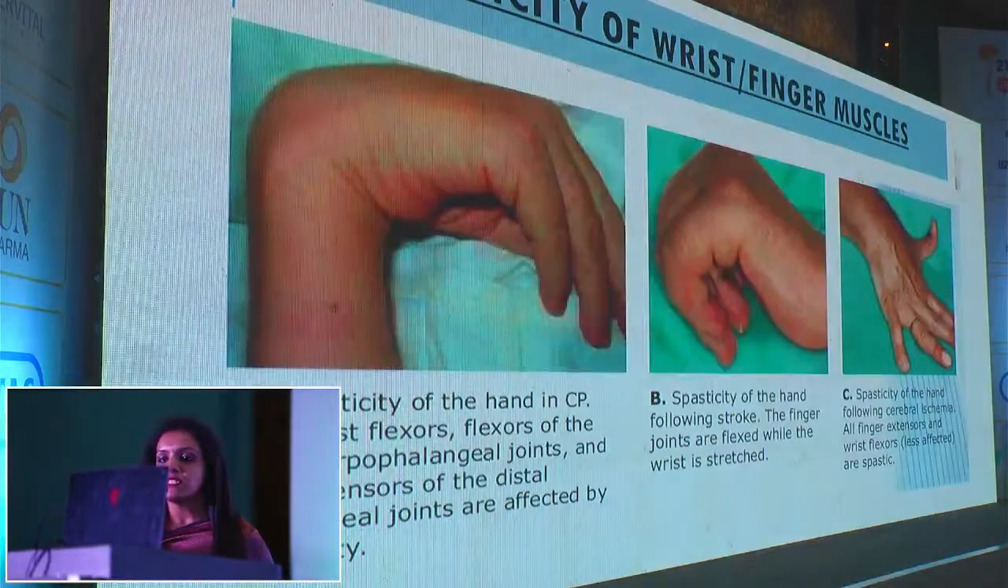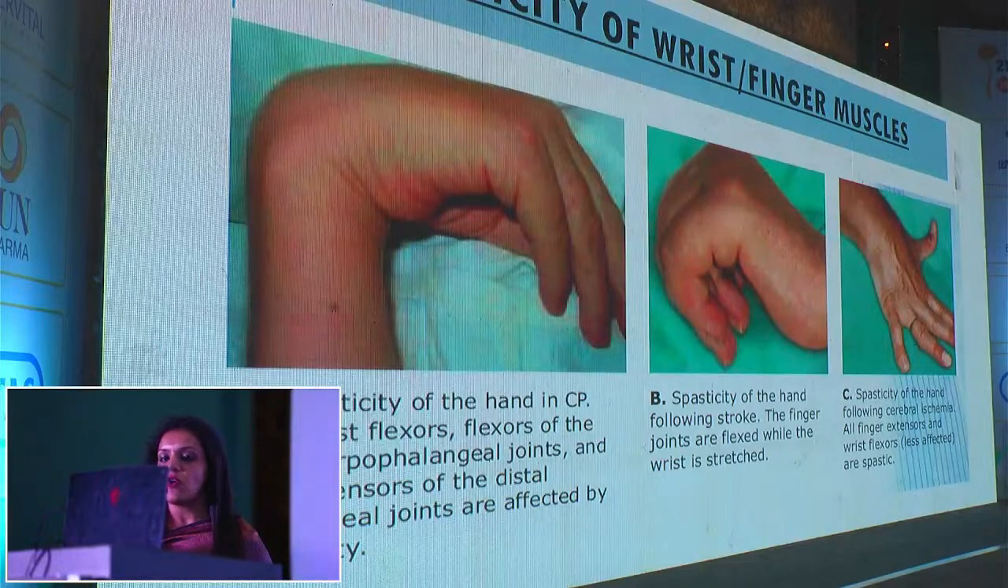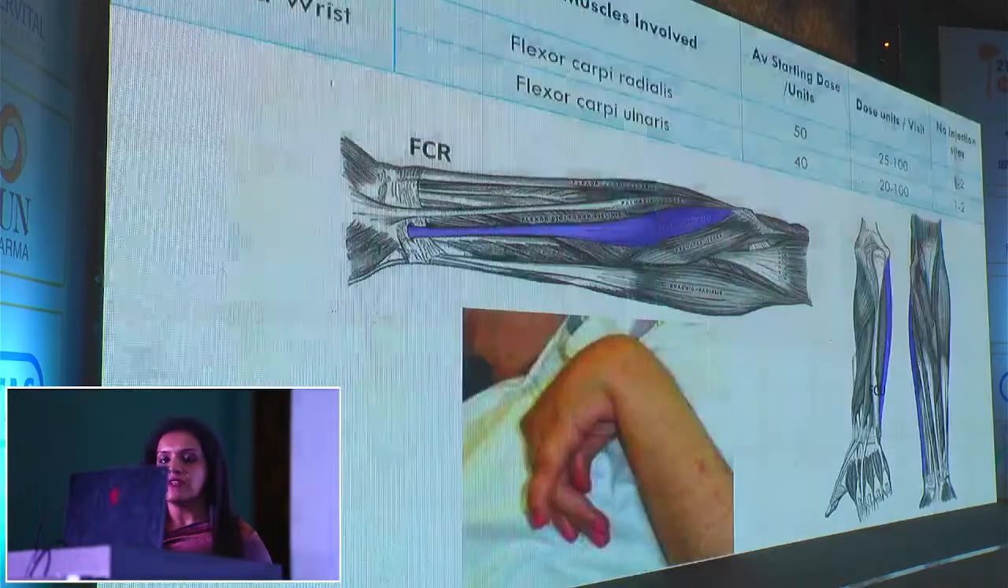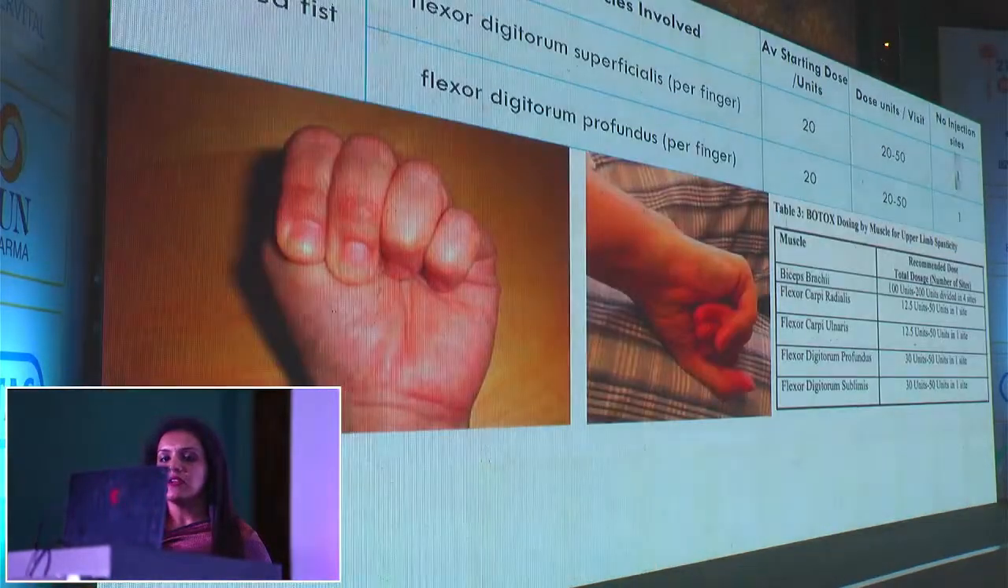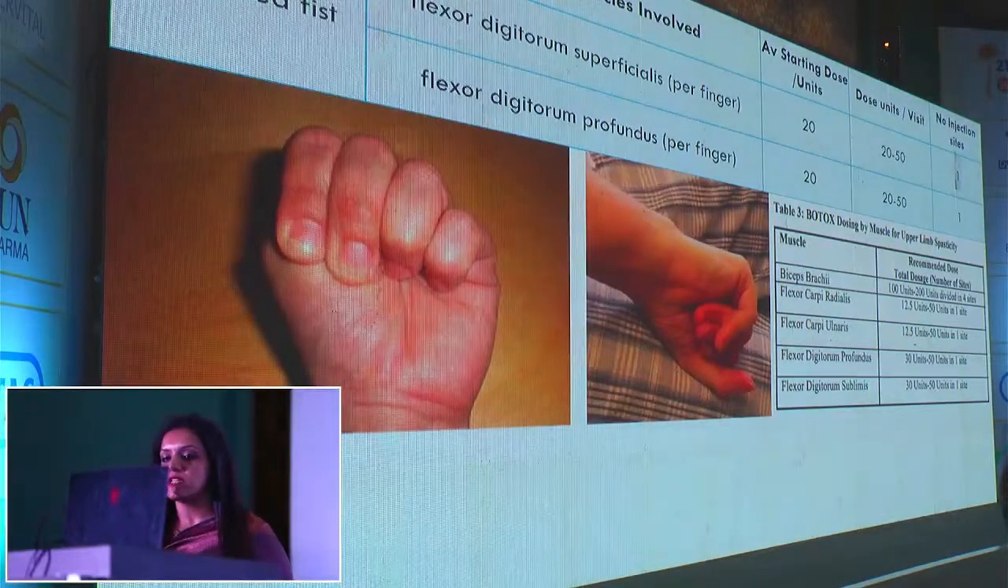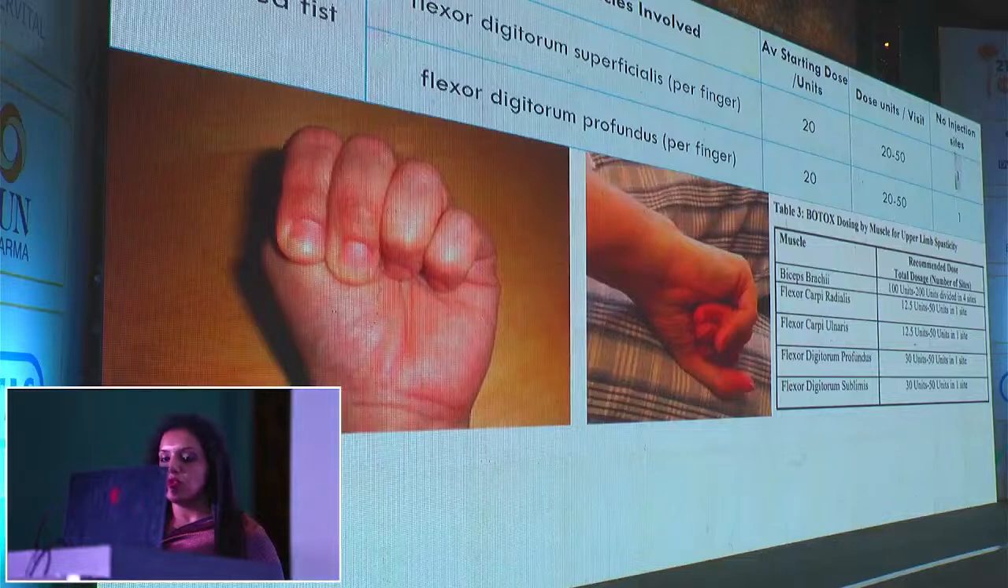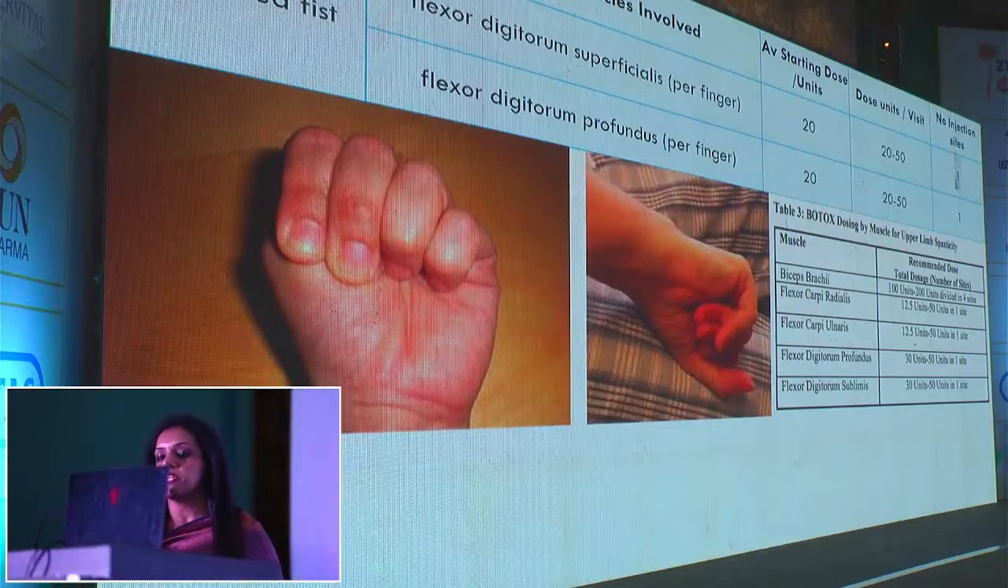And for spasticity of the wrist and finger muscles, all three cases are different. For a flexed wrist, FCR and FCU are the most common sites where we inject. And for a fist, it is the flexor digitorum superficialis and profundus. So the dose varies with each large muscle, and we have to decide as per the clinical condition and the amount of Botox brought by the patient.